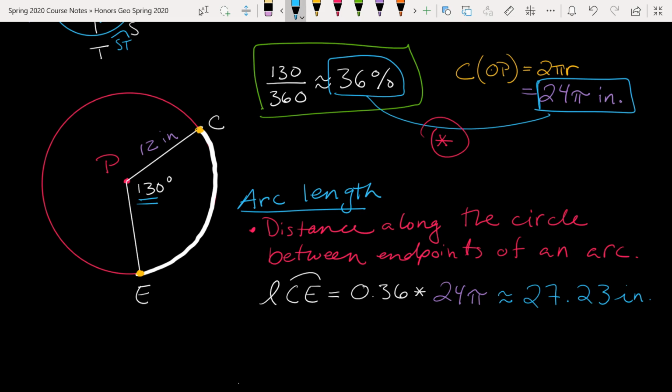So we now have two ways to talk about this arc. We already know that the quote-unquote measure of the arc, which is the measure of its central angle, is 130 degrees. And just by calculating what portion of the circumference we're talking about, we've found that the length of that arc, the distance between C and E, if we were to keep walking along the arc, would be 27.23 inches. I'm going to leave those examples here. Next time we're going to talk about some proofs involving chords.